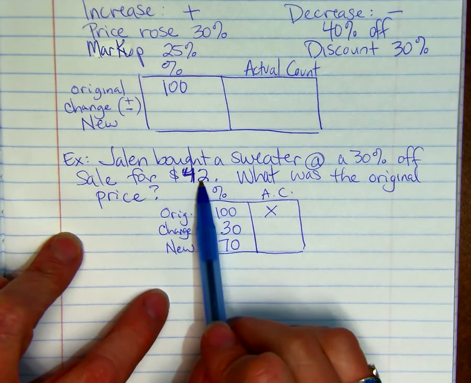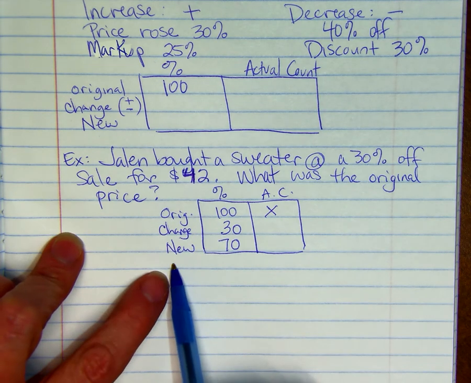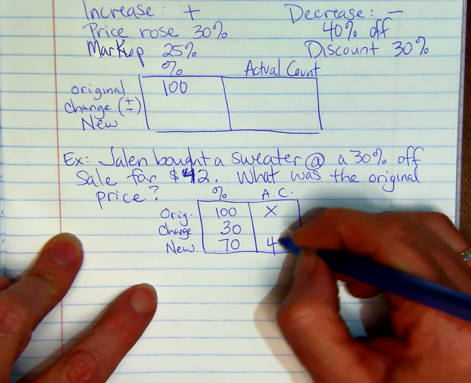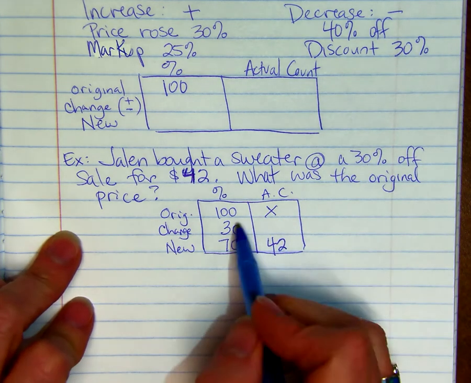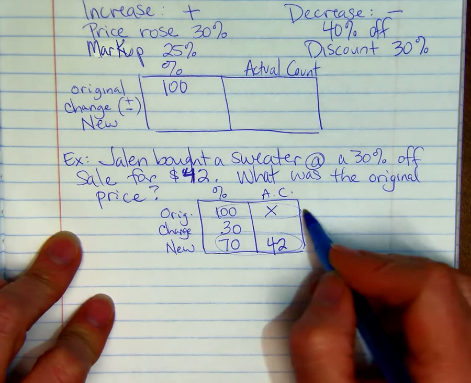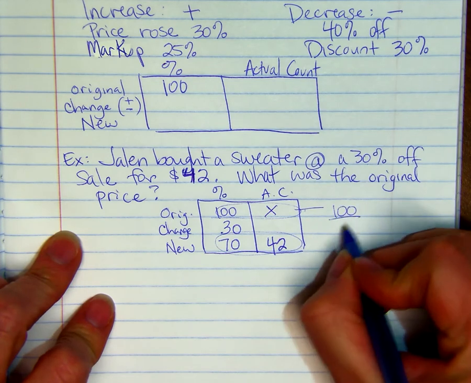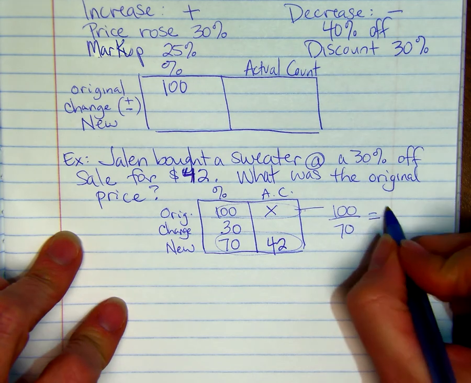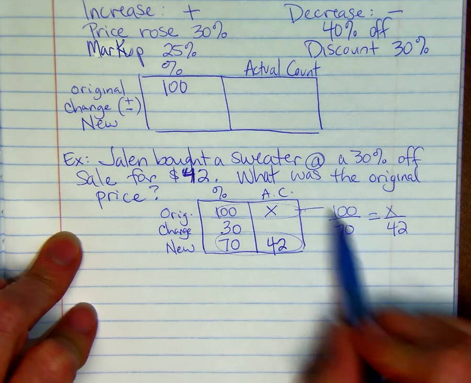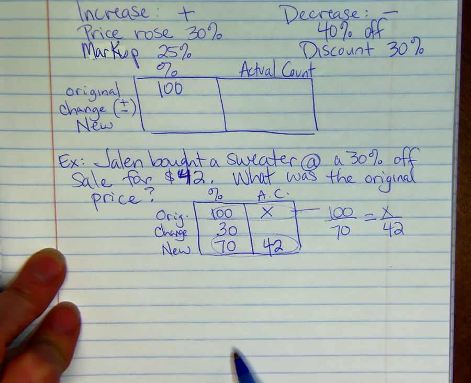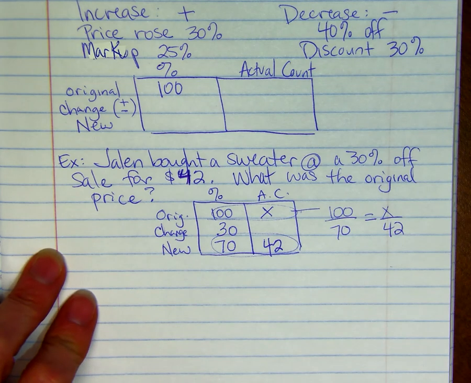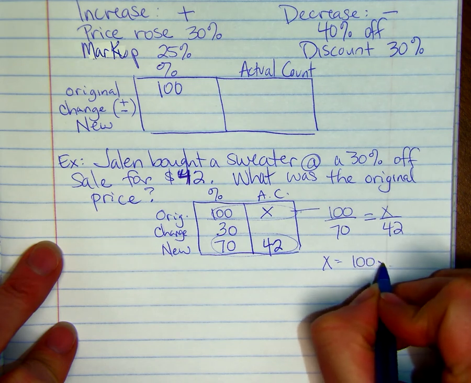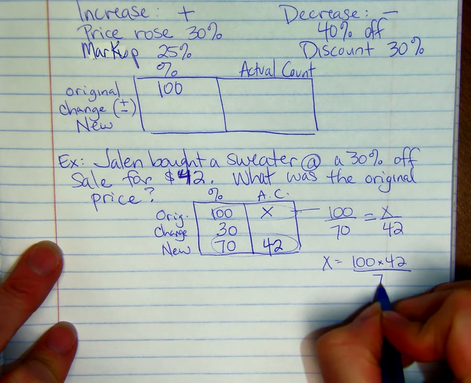The price he paid was $42. That's the new price after he takes the 30% off. So we're going to put 42 here. These are our two rows we're going to use. This one becomes our numerators, 100, and this over 70. Those are our denominators. Going to equal X over 42. So we're going to cross multiply, 100 times 42 divided by 70. So X equals 100 times 42 divided by 70.